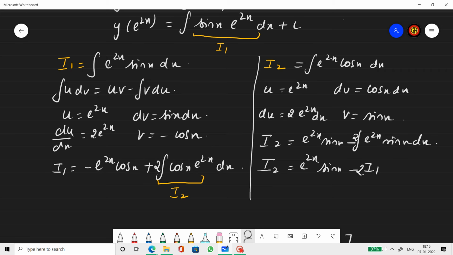Now integration by parts is followed, and the ILATE order is not followed here. I've told this several times: when exponential and trigonometry come together, we can avoid following the order. So we'll take u as the e function and dv as the trigonometric function. So u is e to the power of 2x, du by dx is 2 times e power 2x. dv is sin x, integration of dv will give us v, and integration of sin x is minus cos x.